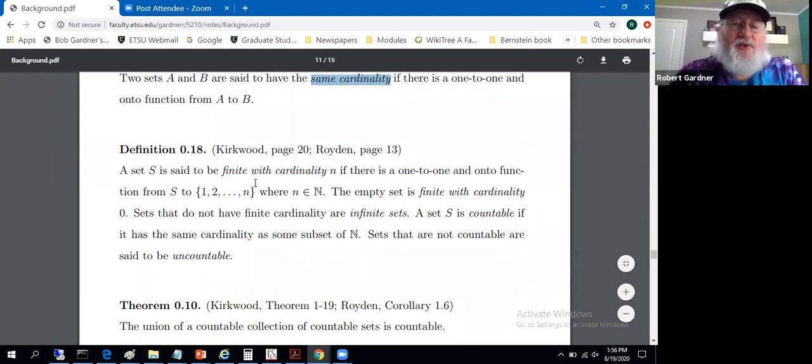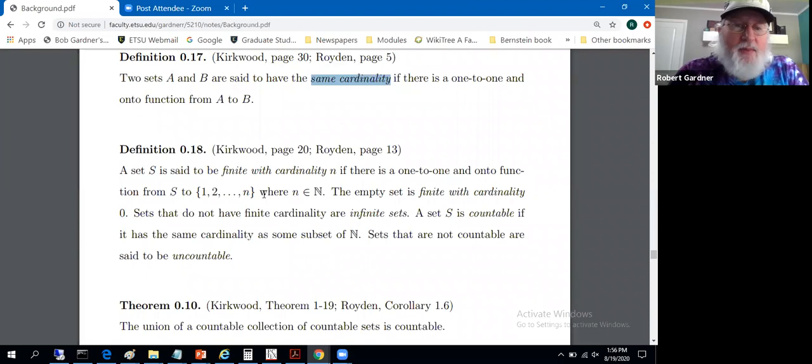A set S is said to be finite with cardinality n if there's a one-to-one and onto function from S to the set 1 through n, where n is some natural number. So then I can say the number of elements in set S is n. The empty set is said to have cardinality 0. It's finite with cardinality 0. Sets that don't have finite cardinality are infinite sets, and that's where stuff gets really interesting.